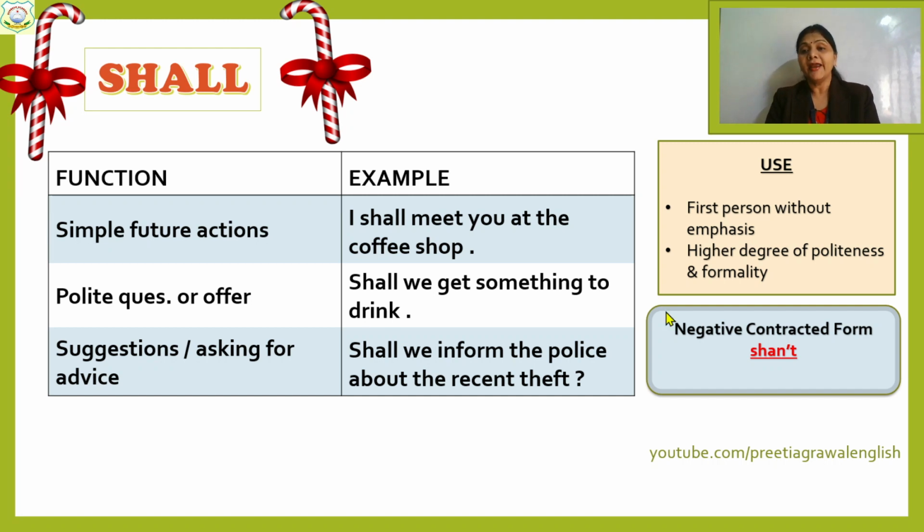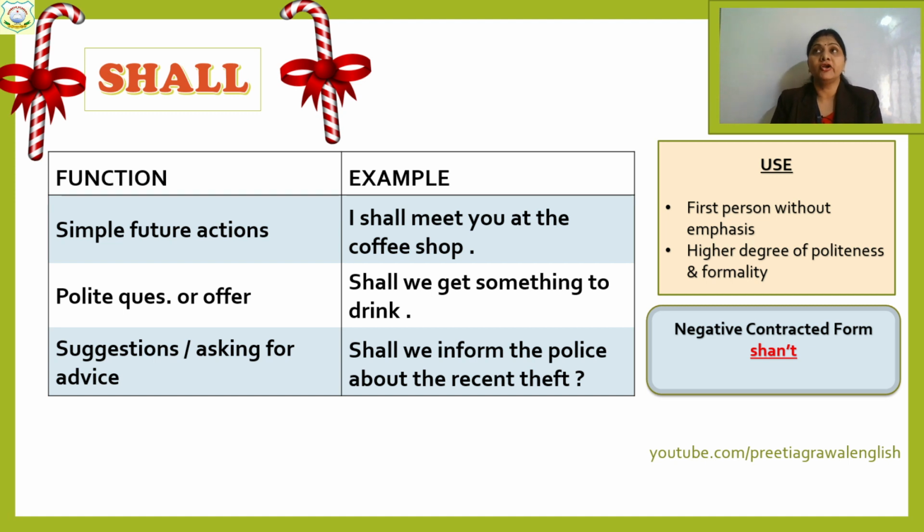Clear? High degree of politeness and formality. Shall is used whenever you have to show extreme politeness. It has a higher degree of politeness and a higher degree of formality. That's why, whenever you write applications, we use the word shall in them. Shall I go? Shall I complete my work? So it shows a higher degree of politeness and formality.